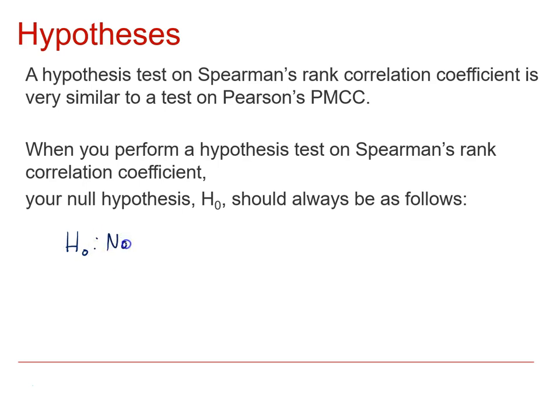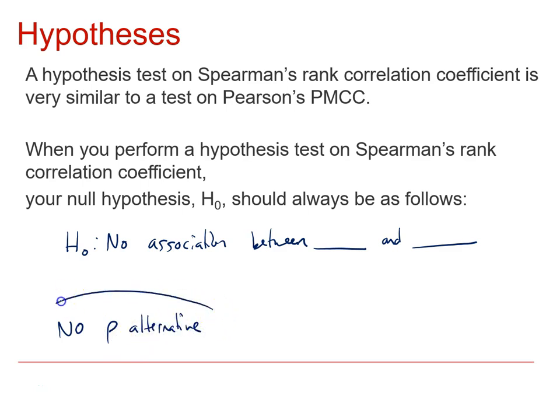H0, no association between the first variable and the second variable. There is no rho alternative, because we don't define Spearman's Rank Correlation Coefficient of a population.